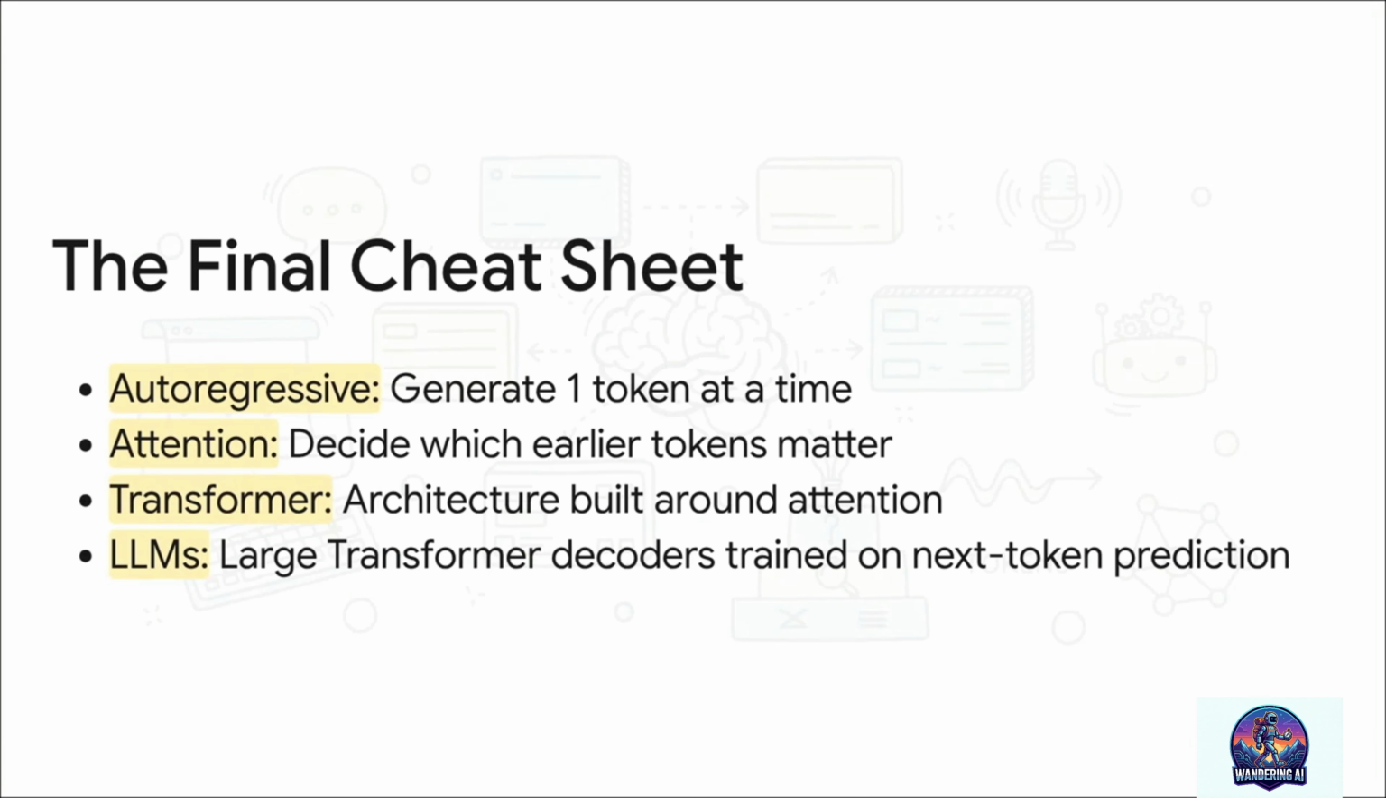So here's your final cheat sheet, the takeaway. Autoregressive is the action. Attention is the focus. Transformer is the structure. And an LLM is the final product that brings it all together to do its magic.